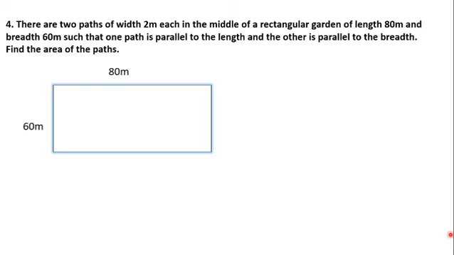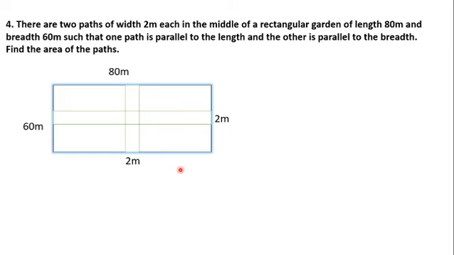Then it says that there are 2 paths in the middle of this rectangular garden, and one of the paths is parallel to the length. So we could have something like this, which is a path in the middle of the rectangle that is parallel to the length of the rectangle. So we have this path, which is 2 meters wide, and then we have the other path, which is also parallel to the breadth. So we have these which is also 2 meters wide. So let's put those in: 2 meters wide here, and then 2 meters wide on the other side as well.